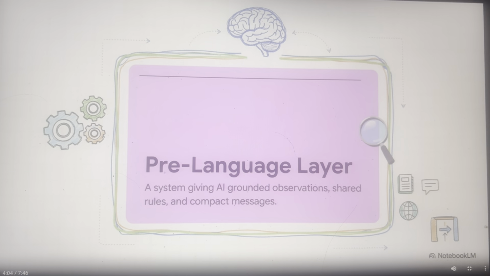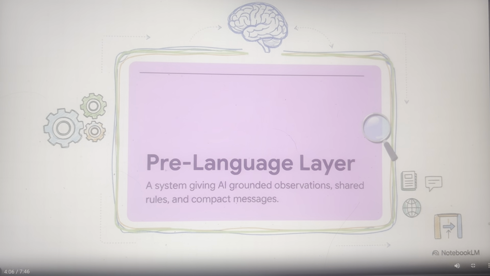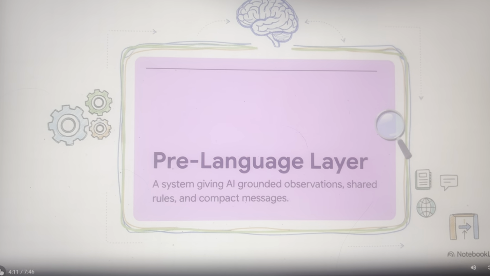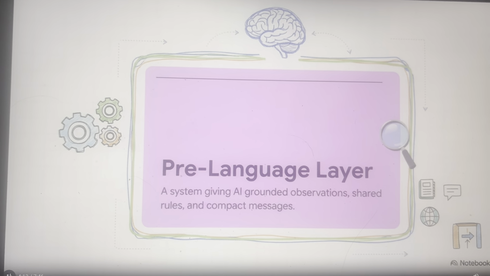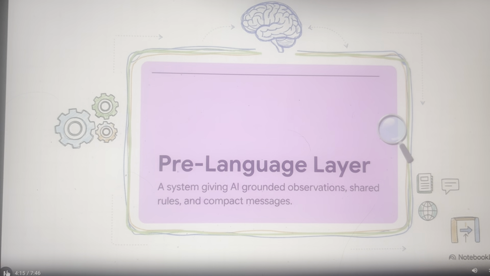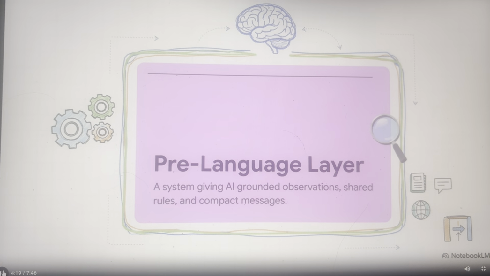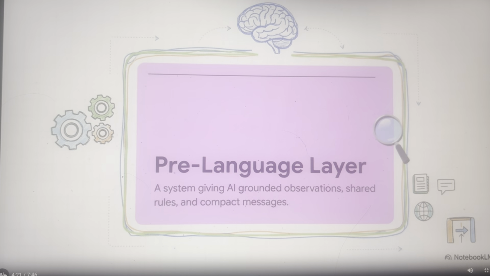On to part 4, a pre-language for AI, and the shared ontology for multi-agent systems. Emitting structured facts like that entirely changes how downstream AI components interact. Think about it like this. Just as we humans rely on grammar to actually understand each other, ShelfCat acts as a pre-language layer for AI. It gives the AI grounded observations, shared rules, and compact messages.